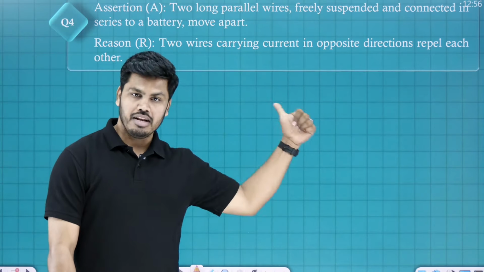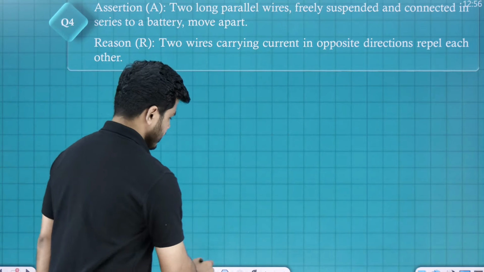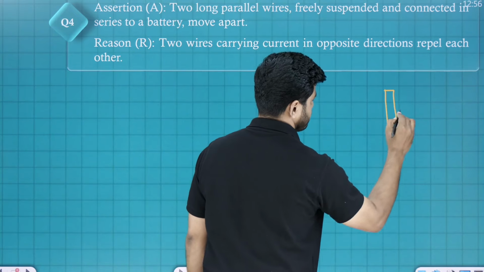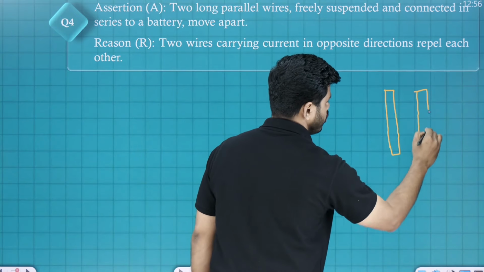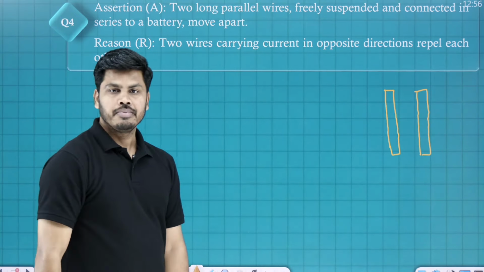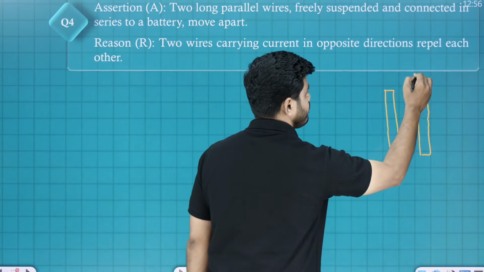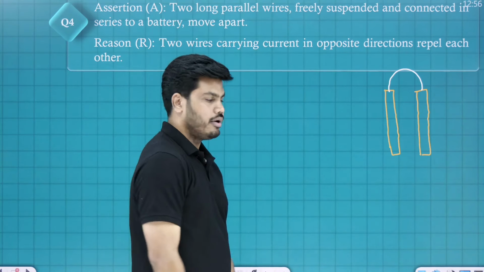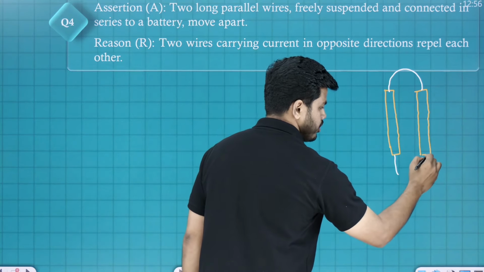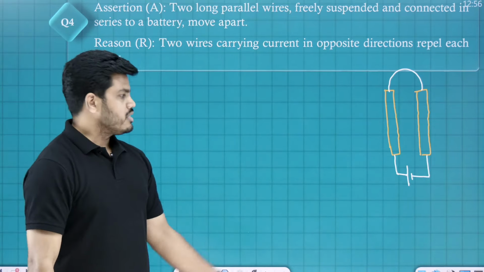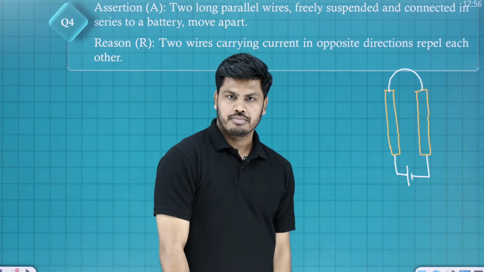Yes, they repel each other. We can just consider two wires. These two wires are suspended freely and we are going to connect them in series, end to end. We connect two ends together with a wire and the other two ends also with a wire with a cell connected, and then current flows through it. So this is a series combination of two conductors.